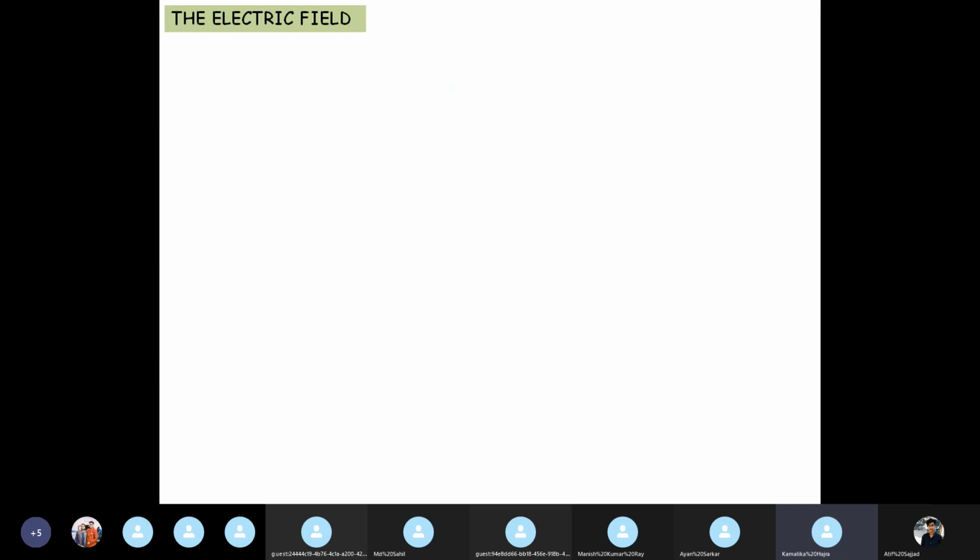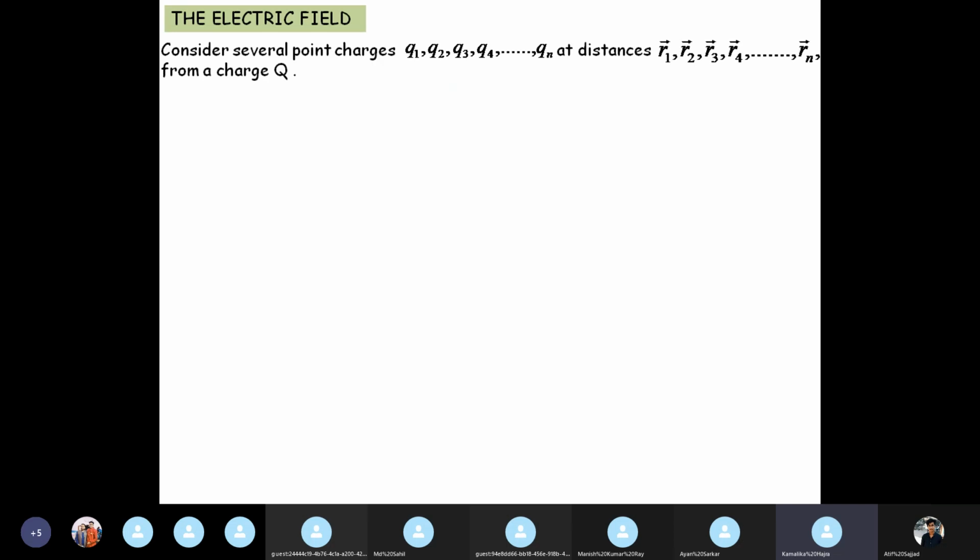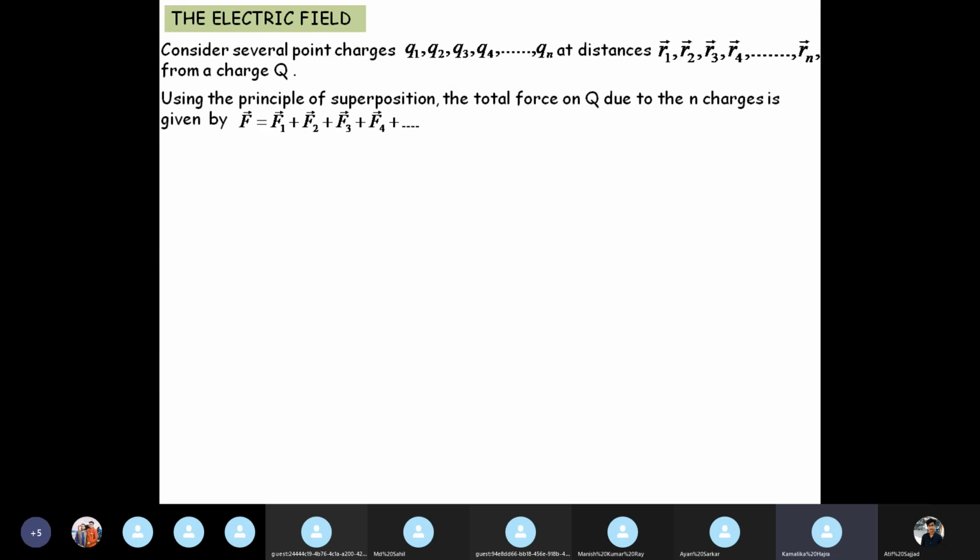Okay, then we had the concept of the electric field. Now this is the expression that we will be using several times in today's class. So what is the electric field? Basically, we saw that by the principle of superposition, the total force on a particular test charge Q due to a number of source charges, small q1, q2, q3, etc., placed at distances r1, r2, r3, etc., is given by this, following the principle of superposition.